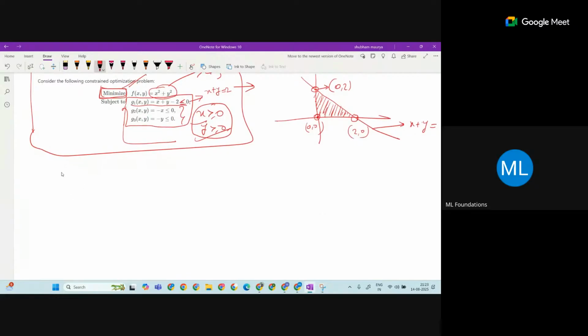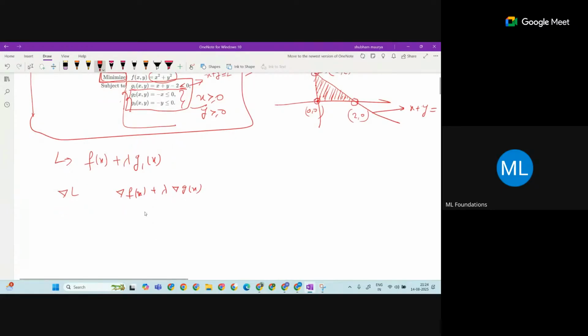KKT says that first find the Lagrangian. So the Lagrangian is this. I will not use this one too, there is no use of it, because it would be given anyhow in the question. So let's use only the second and the first constraint. So f(x) plus lambda times g1(x). Now this is the Lagrangian function. I have to get its gradient. So this is gradient of f(x) plus lambda times gradient of g1(x), and this is equal to 0.